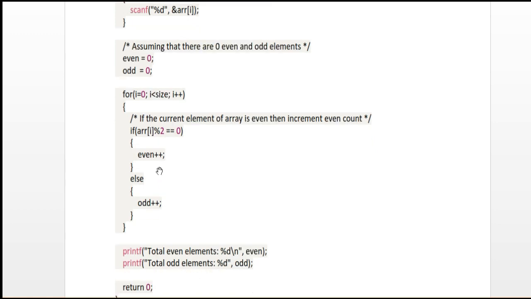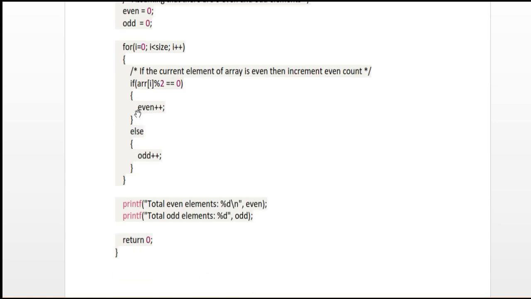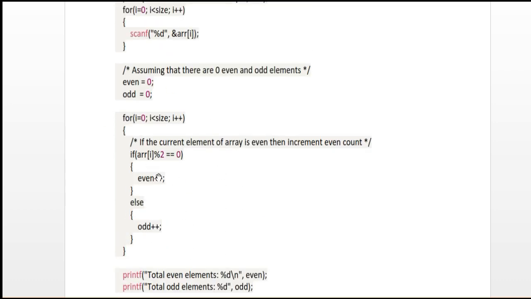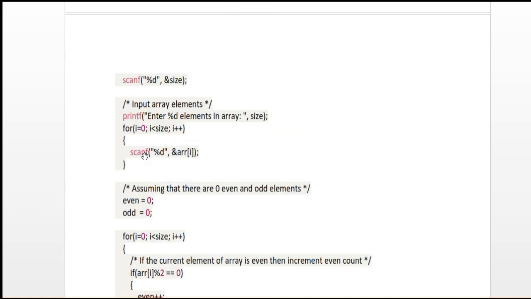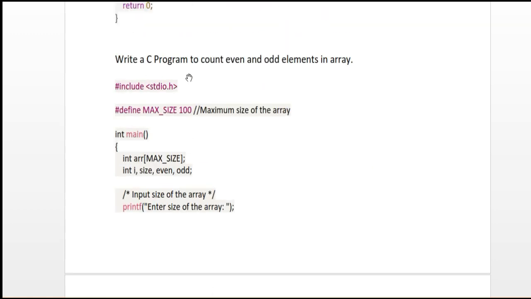Then finally I can print the odd count and the even count of the given calculation. So this is an array statement. Using an array we can find whether all the given numbers are odd or even, and store them in an array. Thank you.